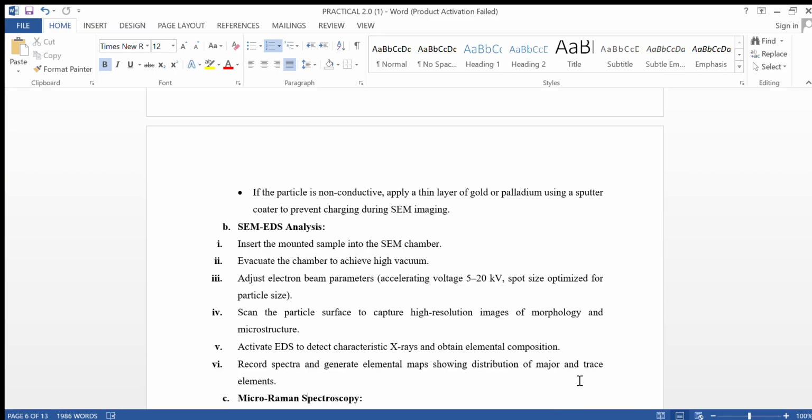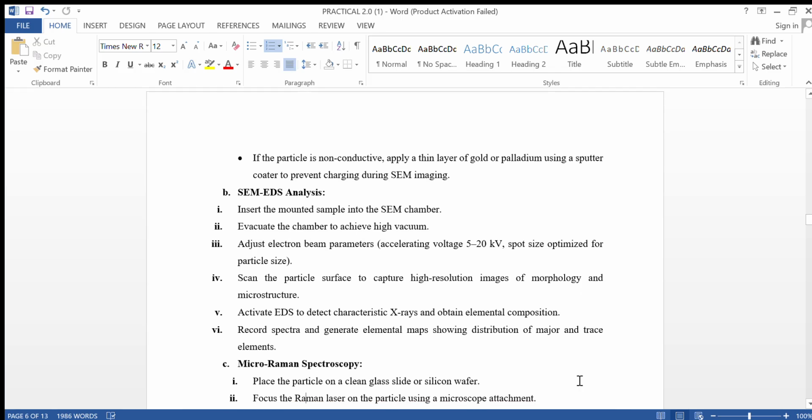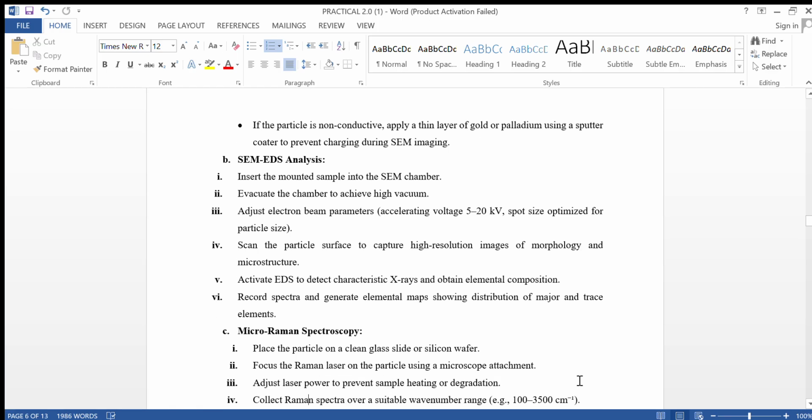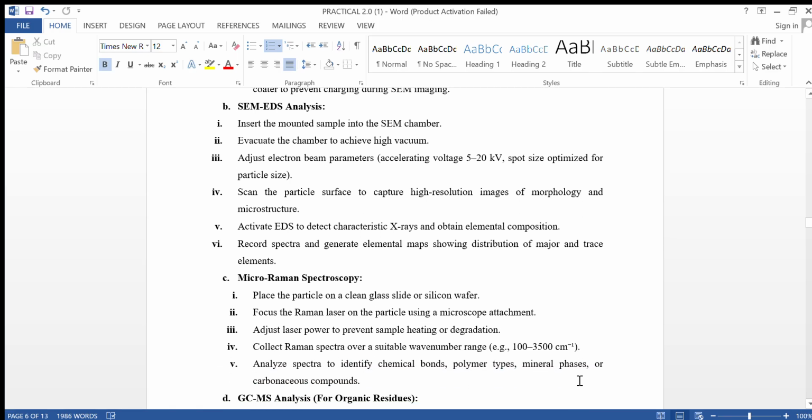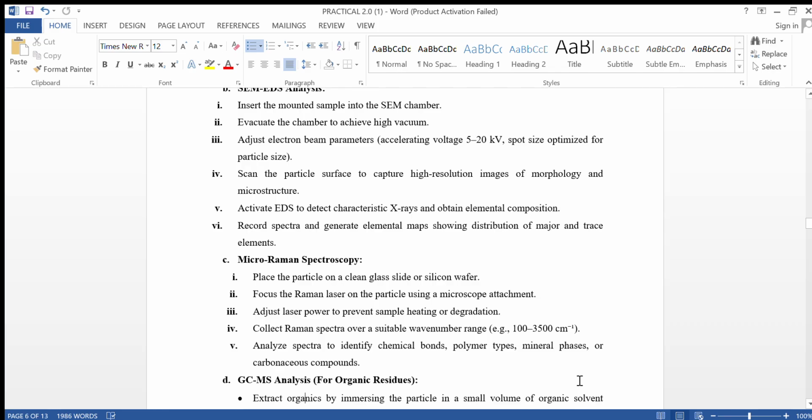surface to capture high resolution image of morphology and microstructure, activate EDS to detect characteristic X-ray and obtain elemental composition, record spectra and generate elemental maps showing distribution of major and trace elements. Micro-Raman spectroscopy, place the particle on a clean glass slide or silicon wafer. Focus the Raman laser on the particle using a microscope attachment.